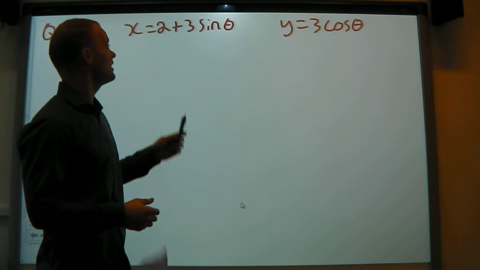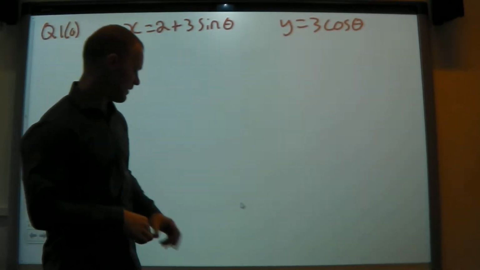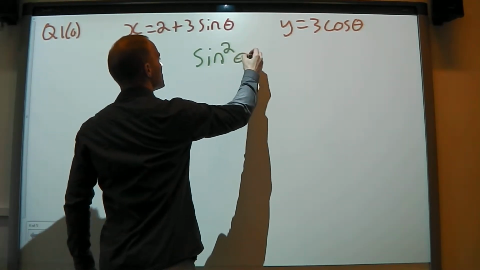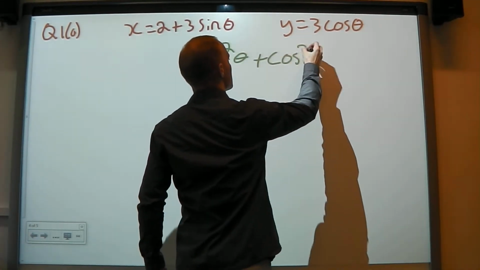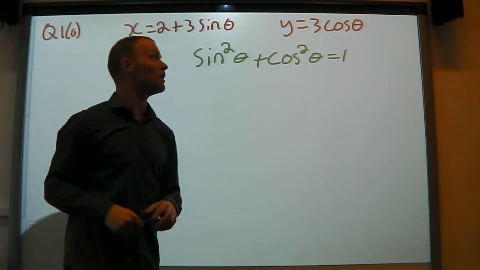Now, parts A and B of part 1 are actually very easy. What we have to do here is remember first of all that sine squared theta plus cos squared theta is equal to 1. And manipulating that equation will give us the Cartesian equation of this circle.